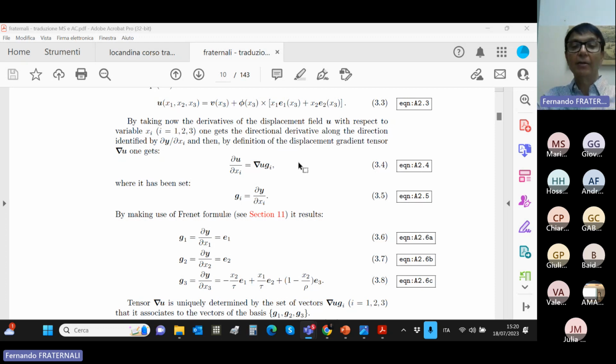unless we are on the axis line. If we are on the axis line, where x1 and x2 are 0, G3 is equal to E3. While if we are at a point that is not the centroid, G3, which is the derivative of the position vector with respect to the curvilinear coordinate, the arc length, is not equal to E3. It's a combination of E1, E2, and E3. So these are the three base vectors associated to the beam, while E1, E2, and E3 are base vectors associated to the axis line.